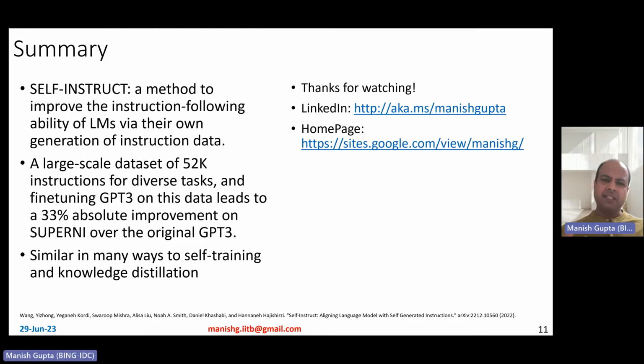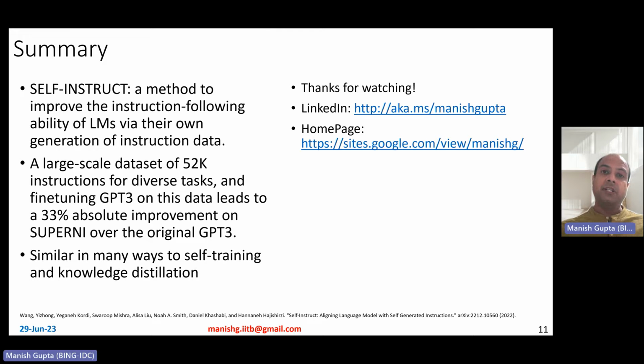This approach is very much similar to self-training and knowledge distillation approaches. You can think of the approach as self-training, and therefore, in fact, it's called self-instruct, because in some ways you're asking the model to generate instructions and inputs and outputs, and then train on top of that in an instruction fine-tuning manner. But there are differences as well. Self-training approaches were typically for supervised learning. This is instruction fine-tuning and so on. So there are differences.